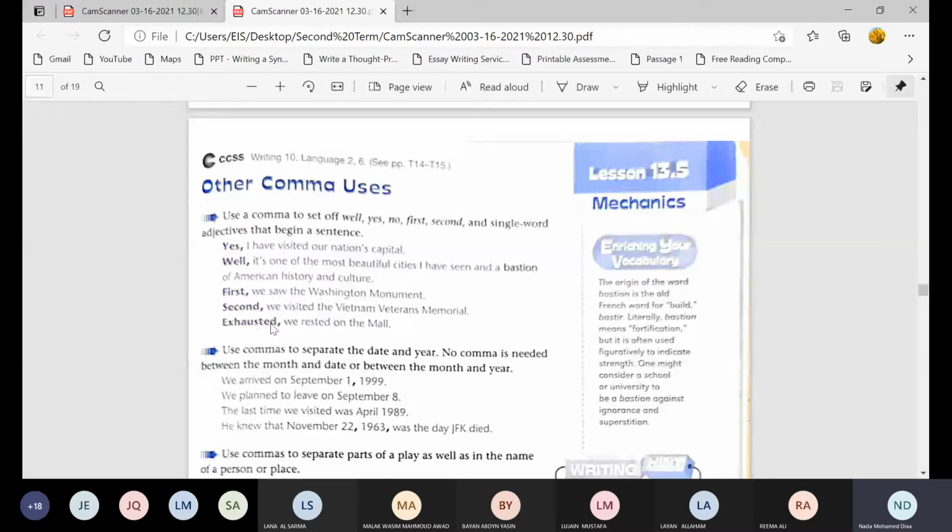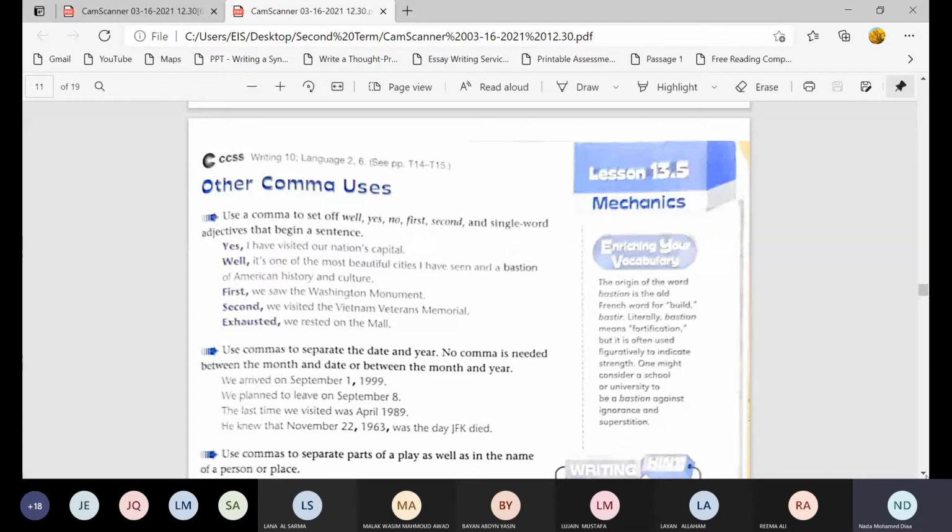These are used as transitional words at the beginning of a paragraph or a sentence. Exhausted is a participle, an adjective, and it comes like a participial phrase. Exhausted from work, we rested on the mall. We can eliminate the work and say exhausted. So it's an adjective, a participle. We rested on the mall. So here the first rule is to set off with a comma: well, yes, no, first, second.